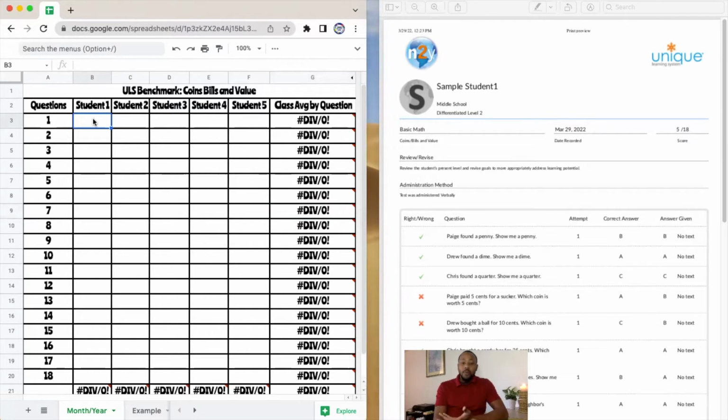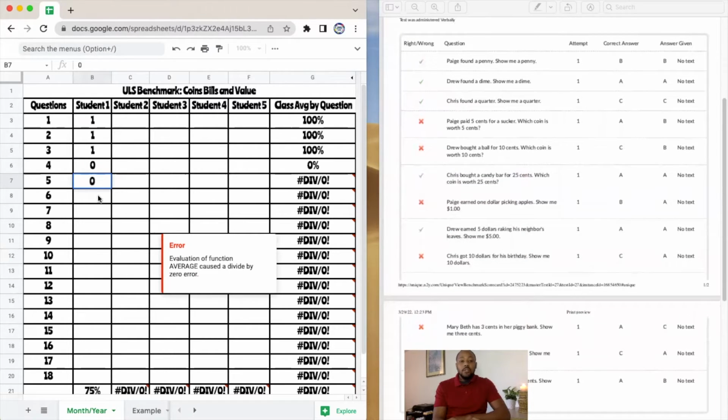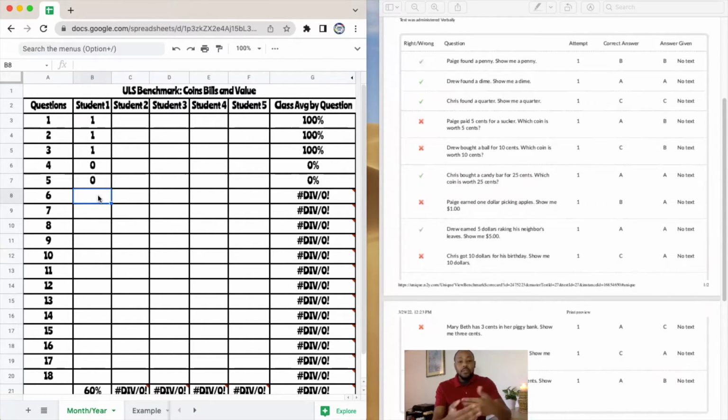So of course, 1 point for a correct answer, and then 0 for an X. Okay, so the first 3, we're going to enter 1. For numbers 4 and 5, we're going to enter 0. This information is for us. This is not information for the student. So if there is a really bad grade that may hurt the child's feelings or something like that, we aren't really sharing this information directly with the student unless they are someone who's incredibly interested.